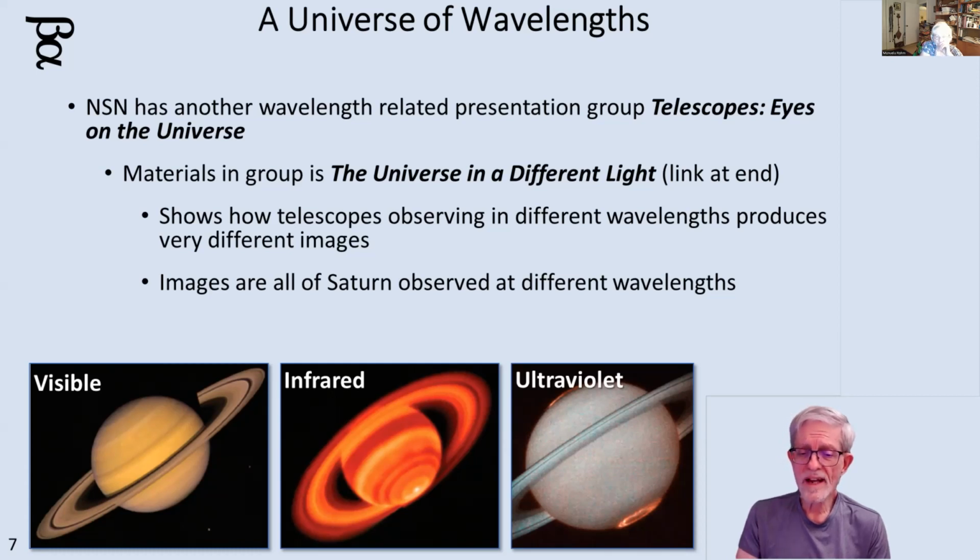And then if you want the higher energy, you can look at Saturn in ultraviolet light. I'm sorry, the scale is a little different, but you can see the north and south poles of Saturn have a lot of ultraviolet coming out of them. That's why they look brighter.